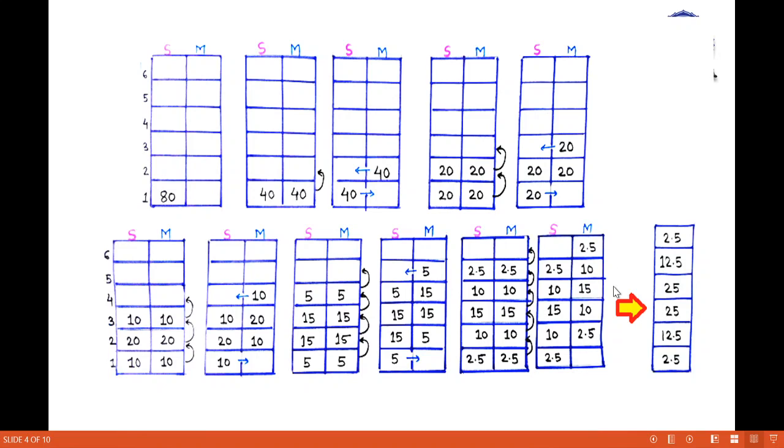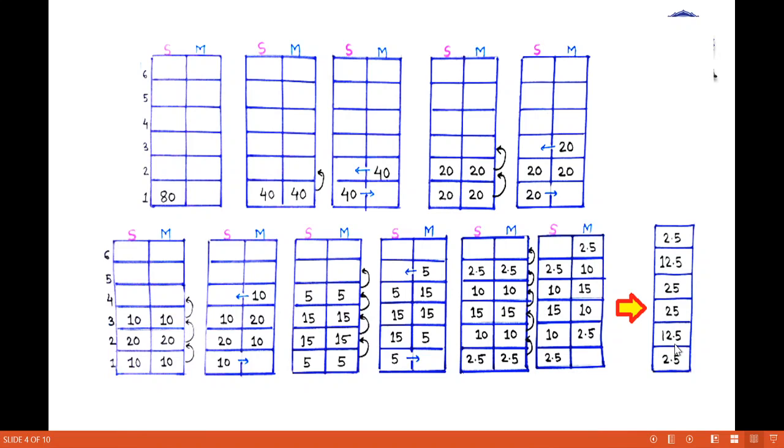So we write the column like this. In the first there is only 2.5. In this case 10 plus 2.5 is 12.5. 10 plus 15 is 25. 15 plus 10 is 25. 10 plus 2.5 is 12.5, and the last is 2.5. So this is the column in which the separation takes place like this.